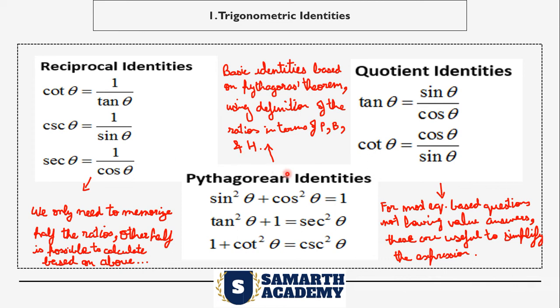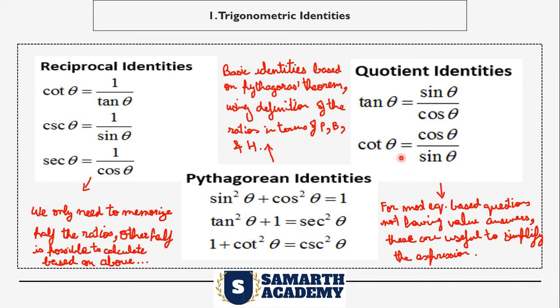The second set of identities is related to Pythagoras. These are derived from the fact that hypotenuse square is equal to perpendicular square plus base square, the identity which was given by Pythagoras. Using this, we get sine square plus cos square is equal to 1, the basic identity. Then there are two more, one related to tan and secant square, the other related to cot and cosecant square.